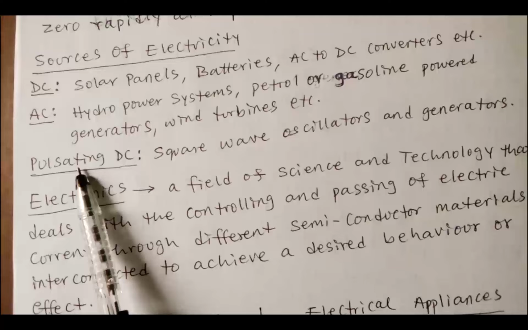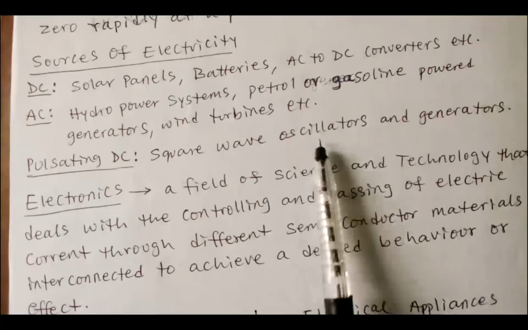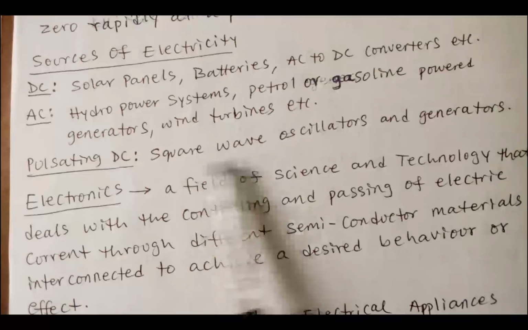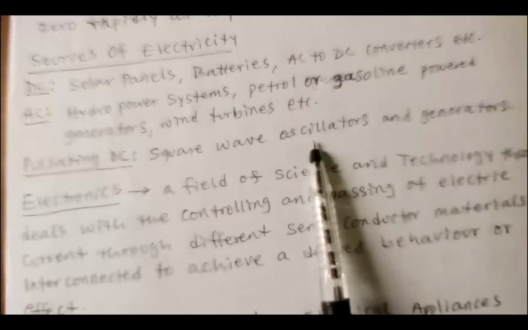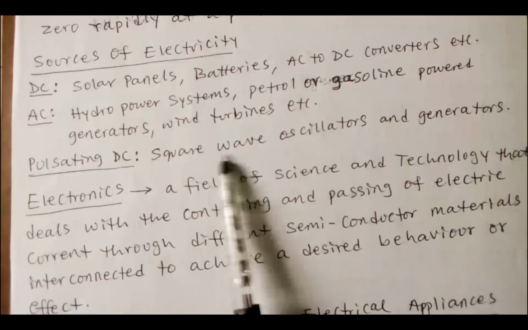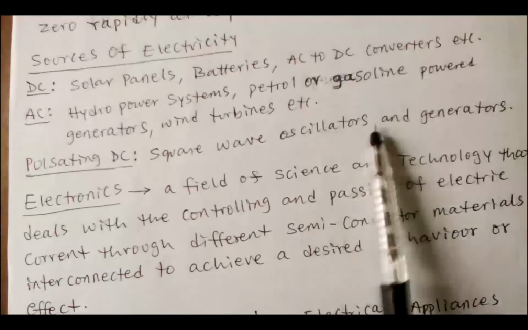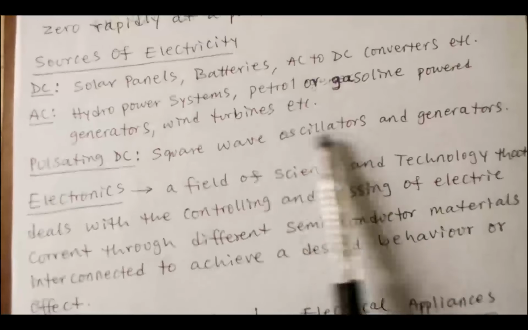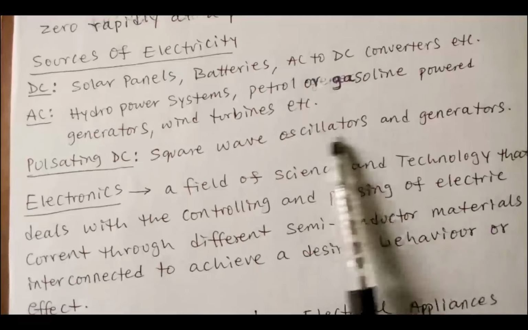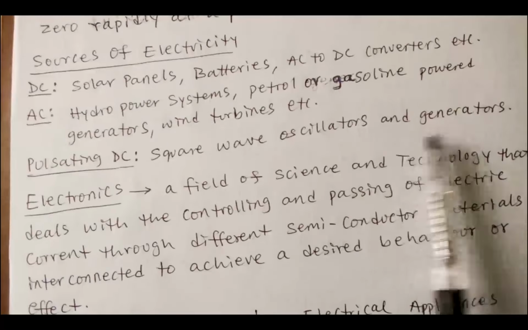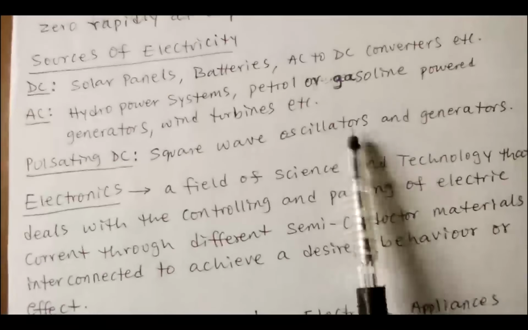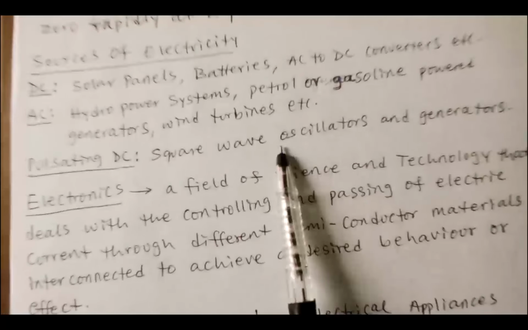Then pulsating DC comes from square wave oscillators. So there's something called a square wave oscillator. It is simply a circuit or device that produces waveforms. It could be a sine wave, it could be a square wave, it could be a triangular wave. You understand? So there are square wave oscillators and generators. Those are the circuits that generate this square wave.